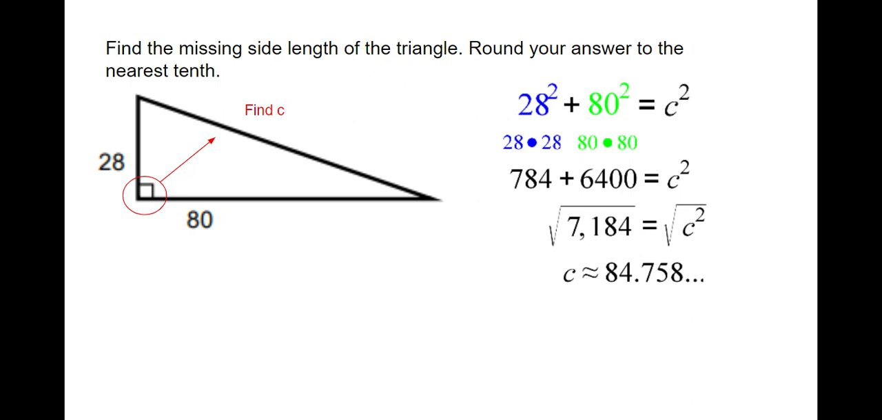84.758, etc. My directions say to round the answer to the nearest tenth. So I want to look at the hundredths place, that 5, to decide if my 7 to the left is going to stay a 7 or if I need to round up and change it to an 8. Since it's a 5, we want to round that 7 up to an 8. So my answer would be that C is about 84.8.